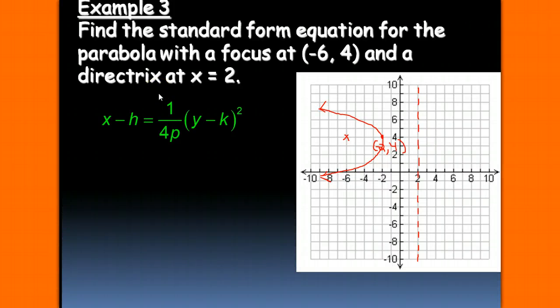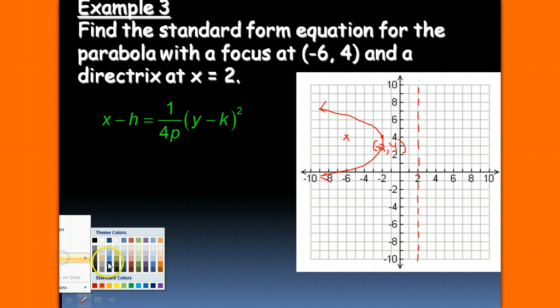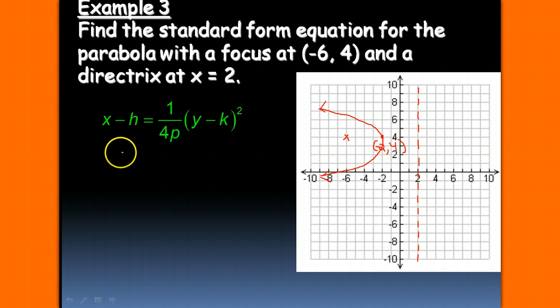Okay, so now we're going to work this out. Let's get a different color out. Let's go ahead and get green, just like our sideways opening. So we're going to have x minus h, where h is the x value of our vertex, which is not going to be right there. That's our focus. We're going to have to go right here. So we're going to have negative 2 for h, so x minus negative 2 is going to be x plus 2.